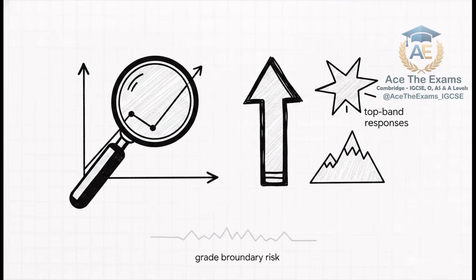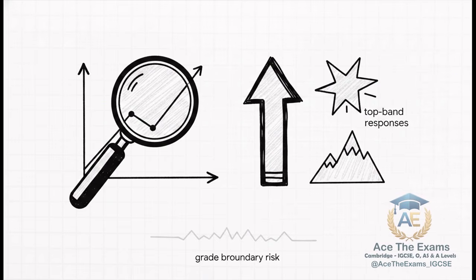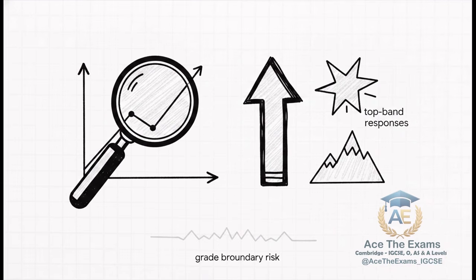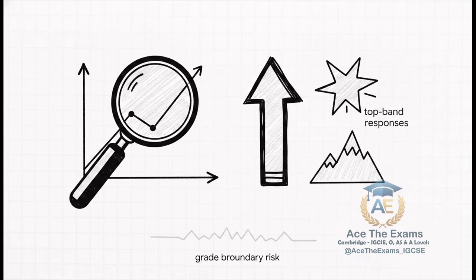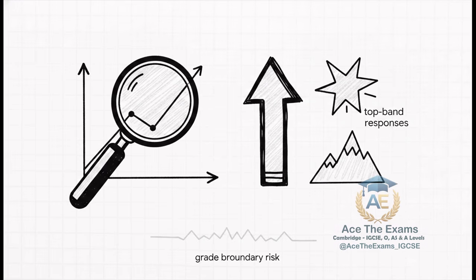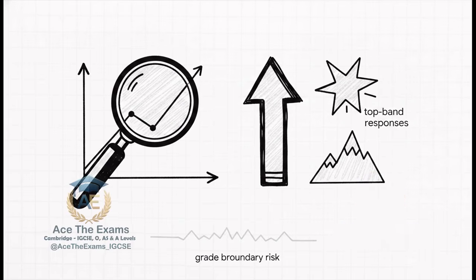And here is your actual grade boundary risk. The major hurdle for most students, the place where the marks really slip away, is evaluating evidence and drawing conclusions. But don't worry, we've got you covered. By the end of this explainer, you're going to have the exact strategy to transform these generic, low-scoring answers into top band responses that perfectly satisfy the assessment framework.